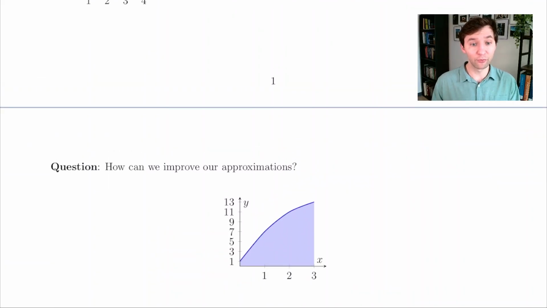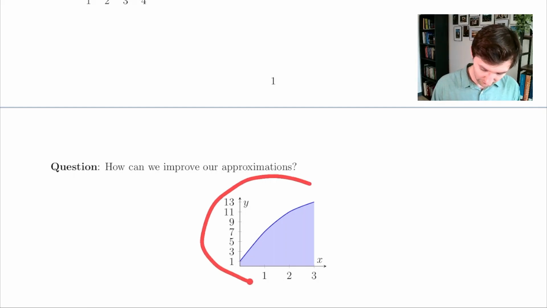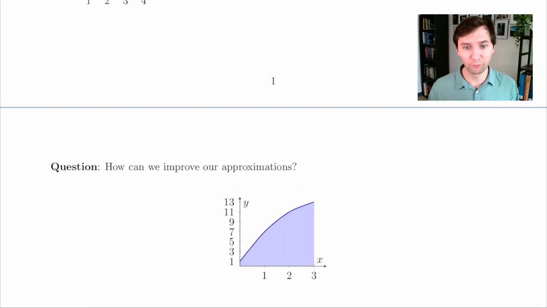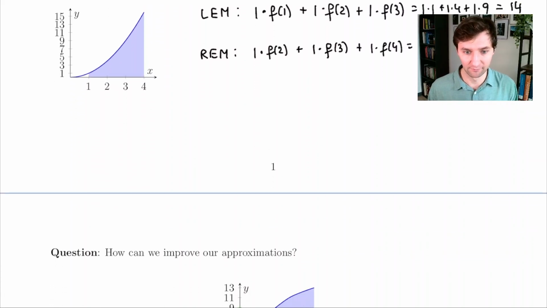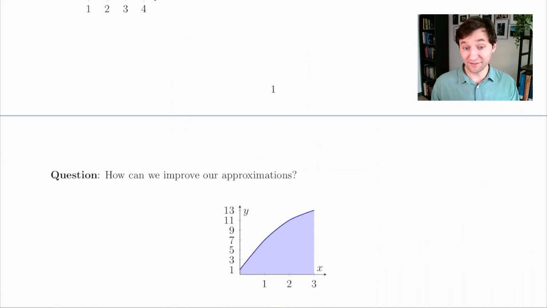How can we improve our area approximations? This is our original region. When we use the left-endpoint approximation, we got 19. When we use the right-endpoint approximation, we got 31. How can we improve these estimates? There are at least 3 ways in which I know how to improve these.